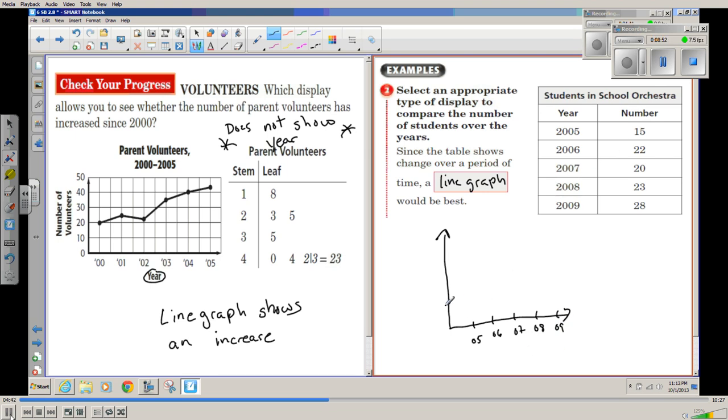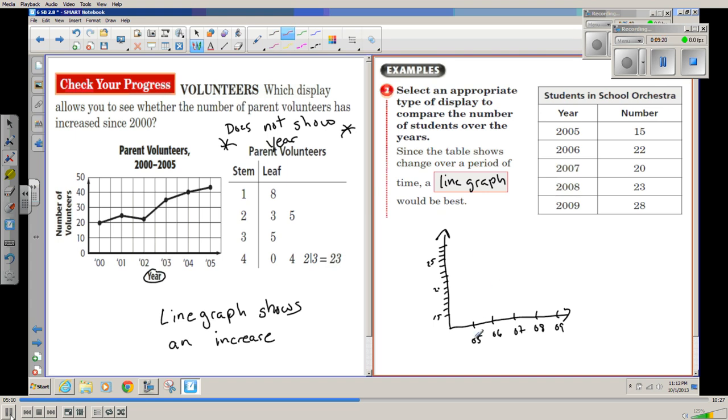And if we wanted to make the scale, look, 15 to 28, and there's some numbers in between, so let's just go ahead and start at 15, right there, 16, 17, 18, 19, 20, 21, 22, 23, 24, 25, 26, 27, 28. And let's plot some points on there.